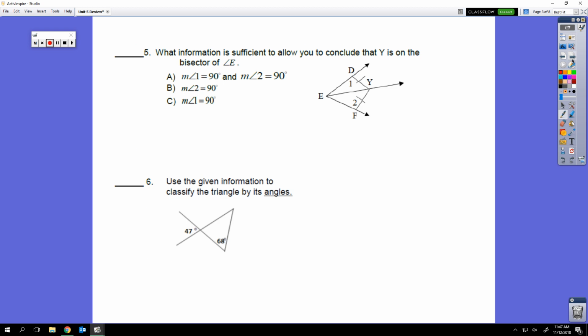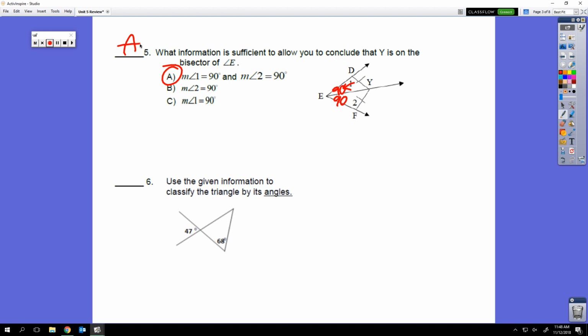Number 5, what information is sufficient to allow you to conclude that Y is the bisector of measure E? Okay, so again, what does bisector mean? That means it cuts it in half. So if I look at these answer choices, measure of angle 1, which is actually pointing here, is 90, and angle 2 is 90. Okay, they're both equal, so that makes sense. B says measure of angle 2 is 90, measure of angle 1 is 90 for C. So bisector means cut in half, so they would both have to be equal, which means my answer is A.